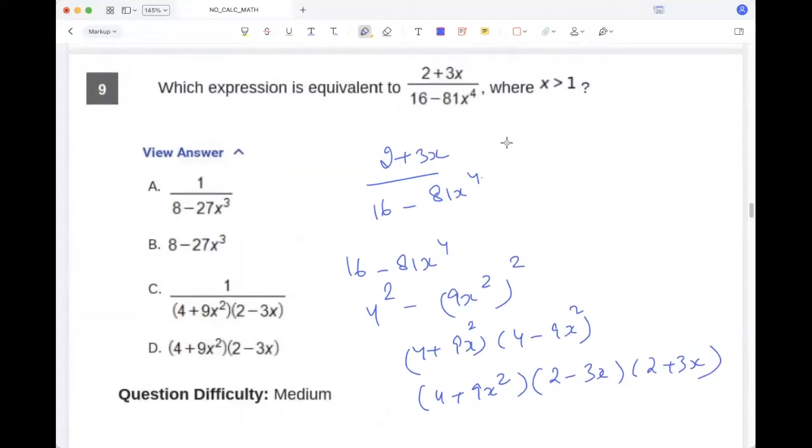So this ultimately becomes (2 plus 3x) divided by (4 plus 9x squared) into (2 minus 3x) into (2 plus 3x), and this will cancel. So I'll be left with 1 divided by (4 plus 9x squared) into (2 minus 3x), which is option C.